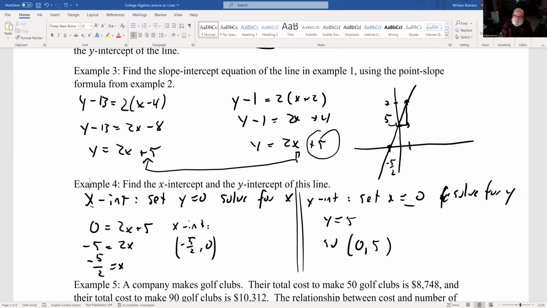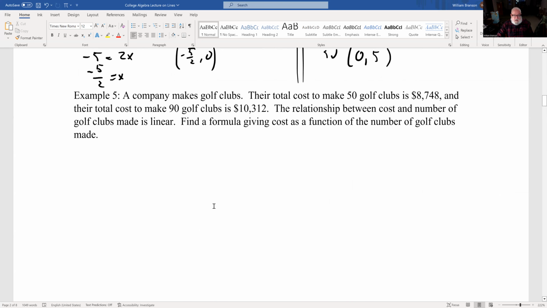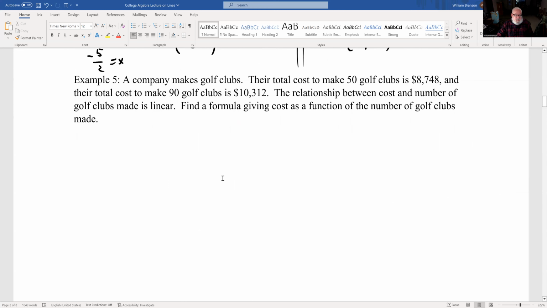So that's a way to get another point of the line, and that gives me my graph of my line with its x-intercept and y-intercept. So here's an example that's a little bit of a word example.